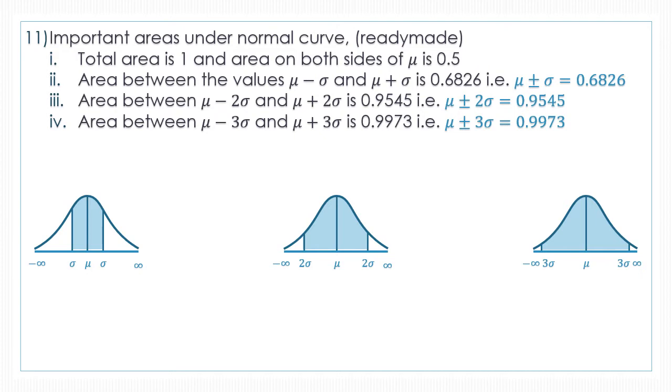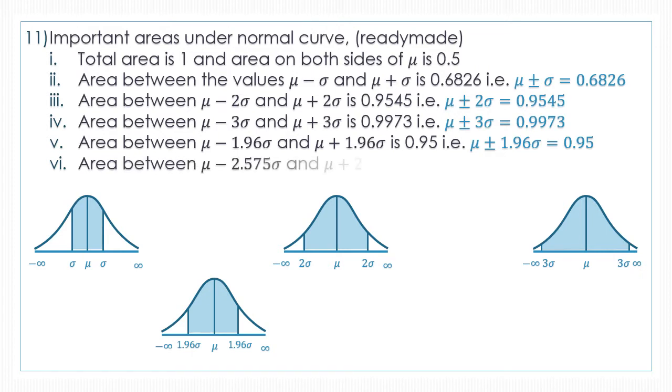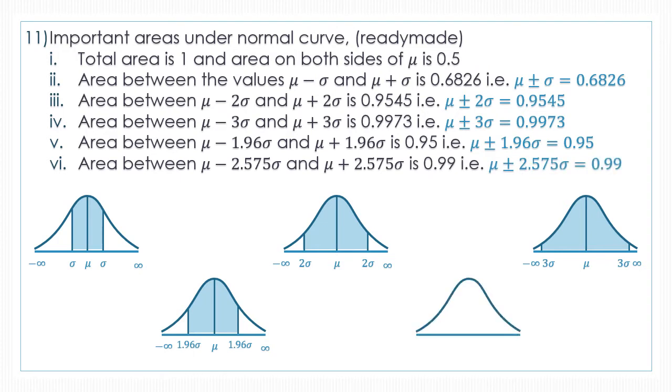Okay, so the area between mu minus 1.96 sigma and mu plus 1.96 sigma is 0.95. So it will be something like this, a bit less than 2 sigma. And then the area between mu minus 2.575 sigma and mu plus 2.575 sigma is 0.99. So the probability 0.99 for this area is mu plus minus 2.575 sigma.